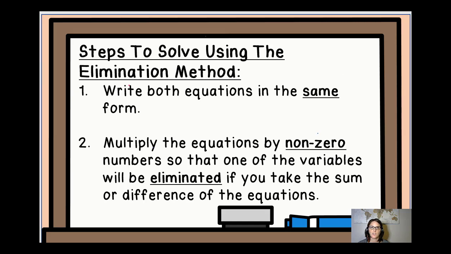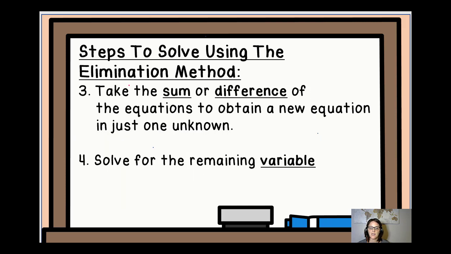So the first thing we're going to look at are the steps to solve using the elimination method. Step 1, we're going to write both equations in the same form. Step 2, multiply the equations by non-zero numbers so that one of the variables will be eliminated if you take the sum or the difference of the equations.